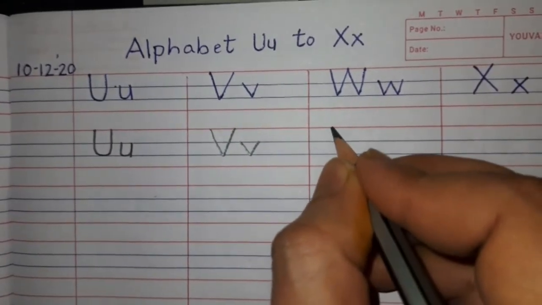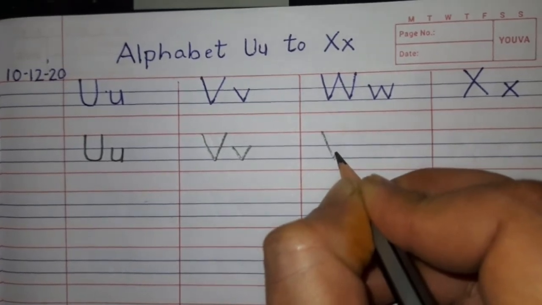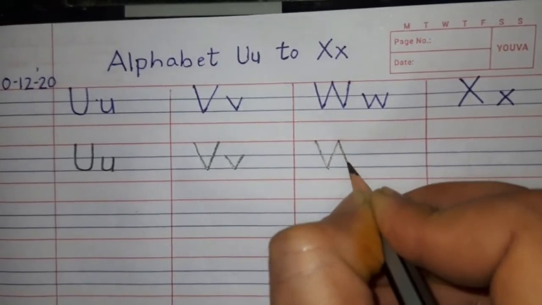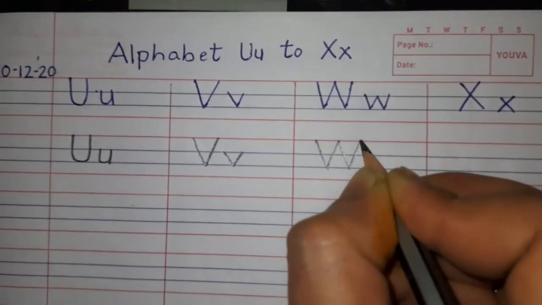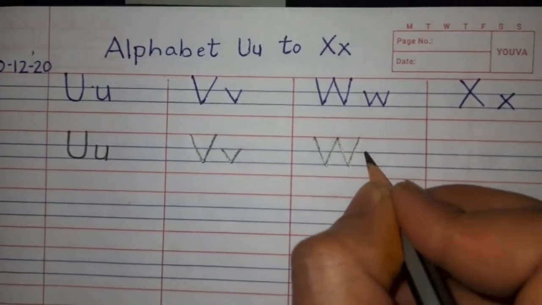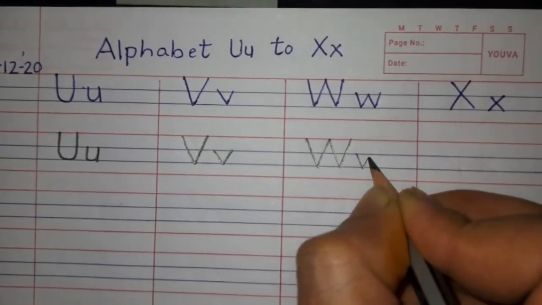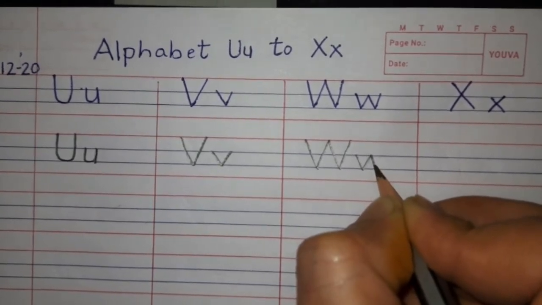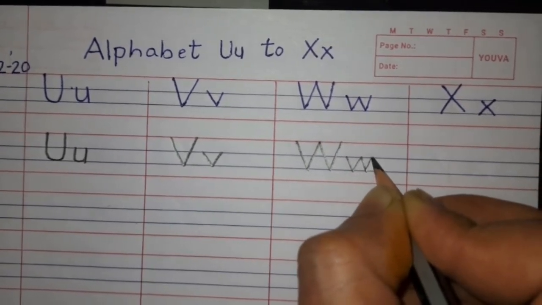Capital W, we will start from the first red line, slant down, touch the second blue line, slant up, touch the first red line, slant down, touch the second blue line, then again slant up, touch the first red line, capital W. For small w, children, we will start from the first blue line. Slant down, touch the second blue line, slant up, touch the first blue line, slant down, touch the second blue line, and again slant up, touch the first blue line.